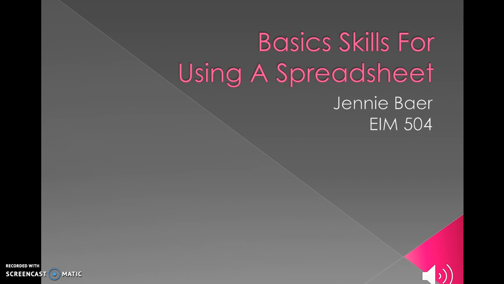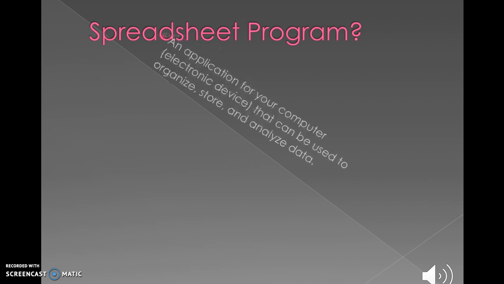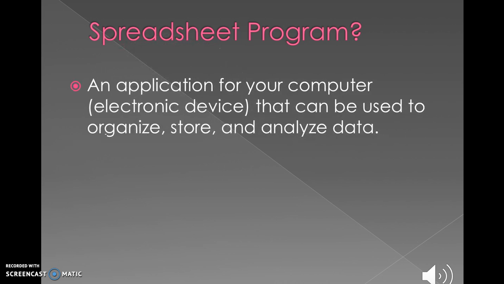Today, I would like to help you learn some of the basic skills needed for using a spreadsheet. So what is a spreadsheet? A spreadsheet is an application for your computer or other electronic device that can be used to organize, store, and analyze data. Spreadsheets are comprised of rows and columns, and the intersection of rows and columns is called a cell. Cells make it really easy to input data into your document and make it really easy to format it.